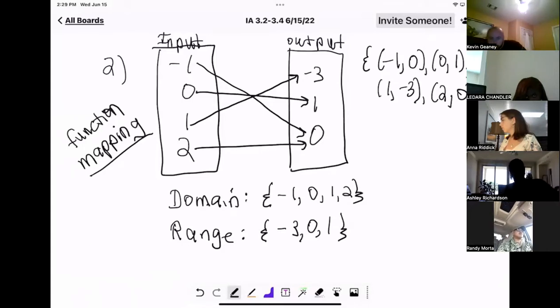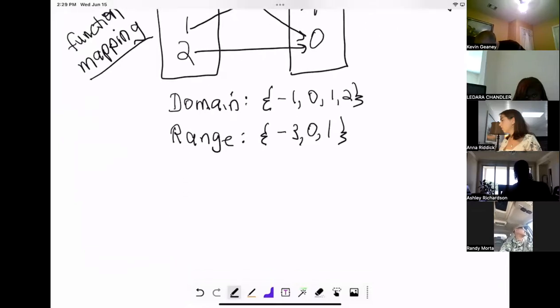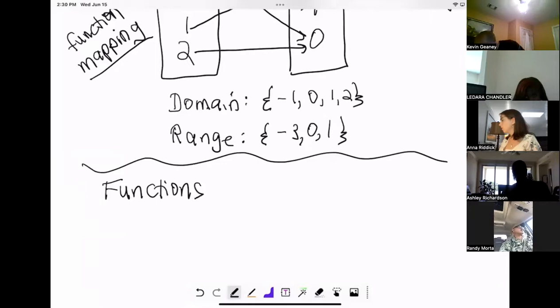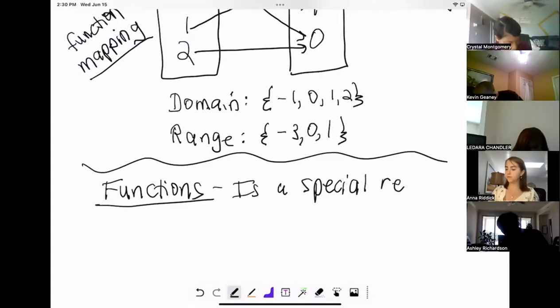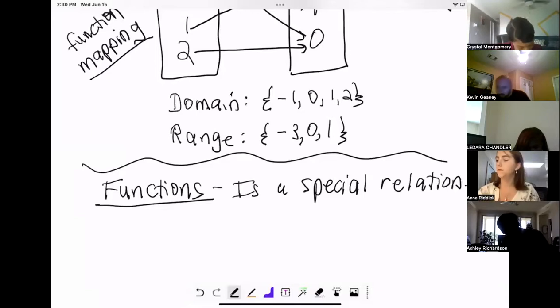Okay, now I want to add functions. So functions is a big thing. Function is the thing. You're going to hear about functions probably the rest of the time you're in math. Okay, a function is a special relationship, a special relation. It is a relation, but it has a different quality to it than just a relation. It's more than input output. It also has something else that's important.